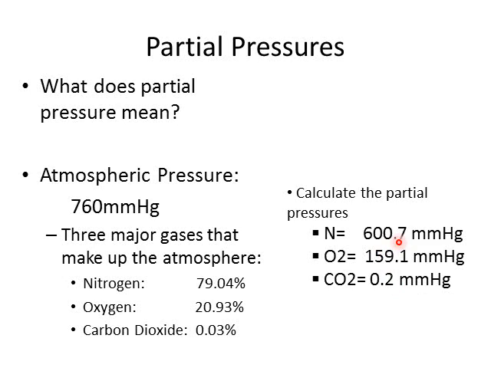It gives us 600.7 millimeters of mercury. If we want to do it for oxygen, we take 0.2093 times 760, which gives us 159.1. If we want to do it for CO2, we take 0.0003 times 760, and you get 0.2. So you're just moving the decimal over 2 places and then multiplying that by the total atmospheric pressure. If you add all these up, you're going to get 760. Okay, and that's how that works.